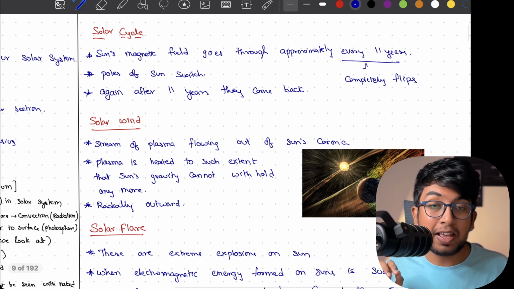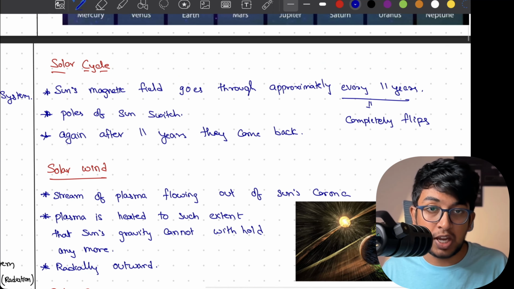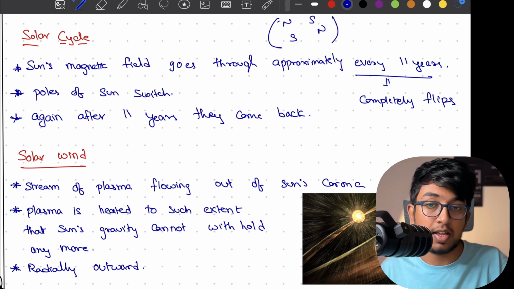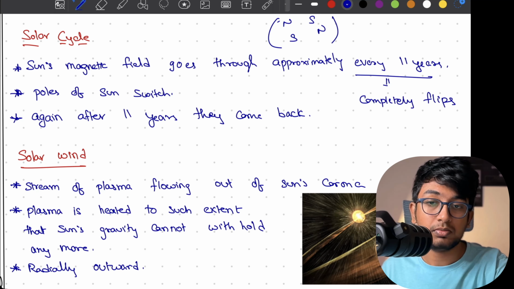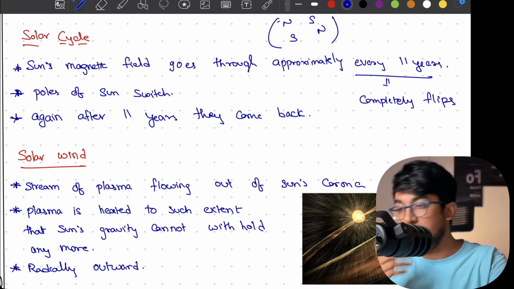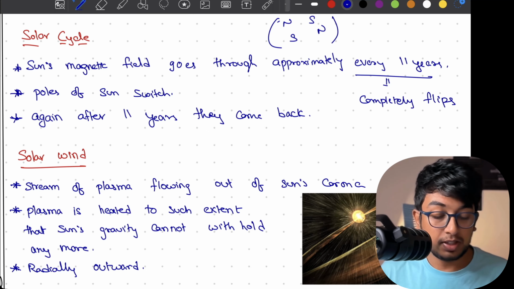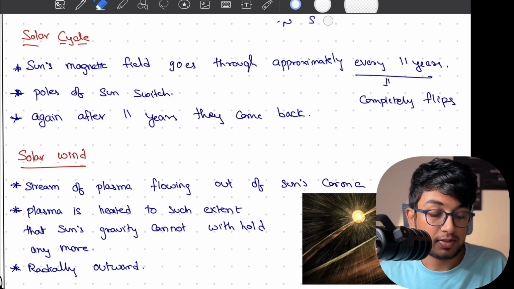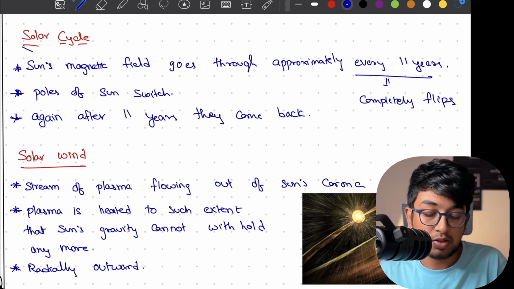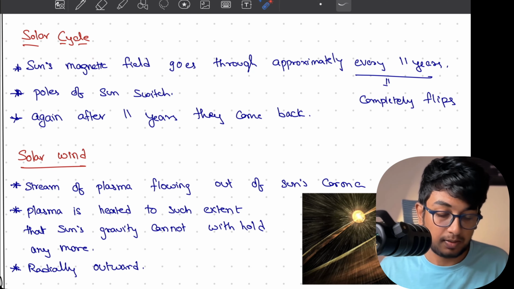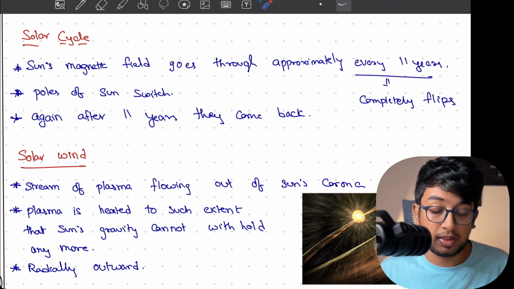And this magnet which I talked about will change from north south to south north every 11 years in the sun. That is what is called the solar cycle. Every 11 years they will come back.